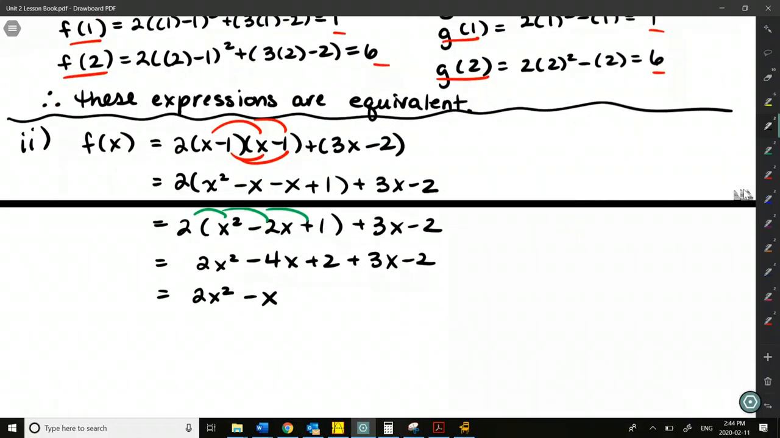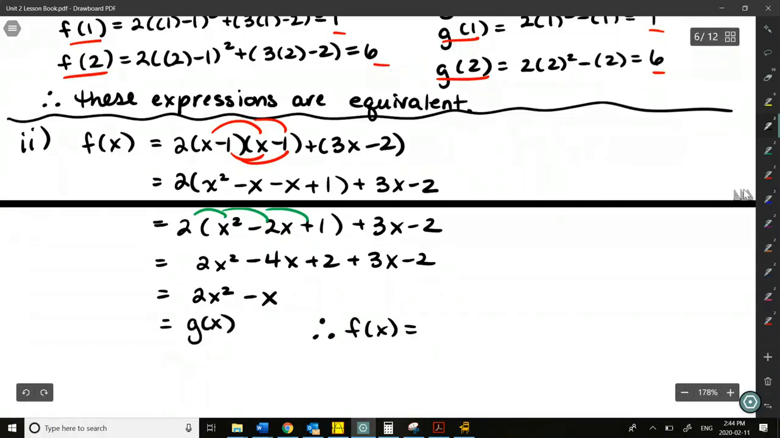So is f at x equivalent to the g at x expression? Is this equal to g at x? Perfect. So that equals g at x, therefore we can say f at x must be equal to the equation g at x. Okay, so our findings from part 1 are reinforced again, right?